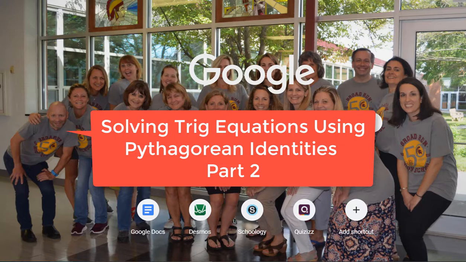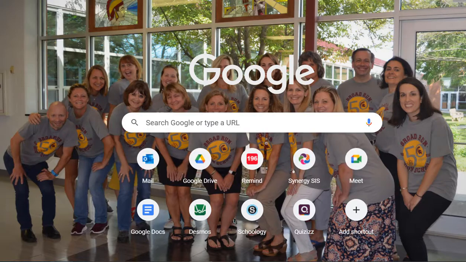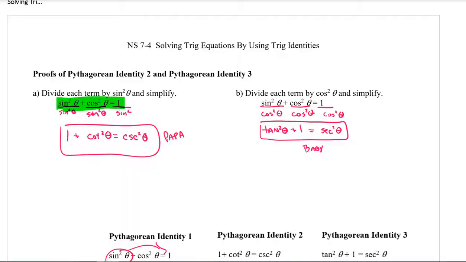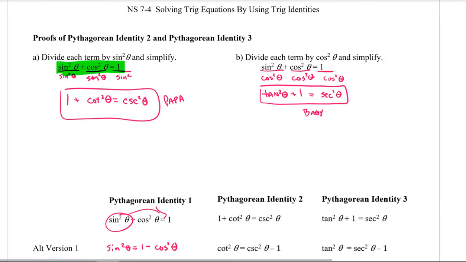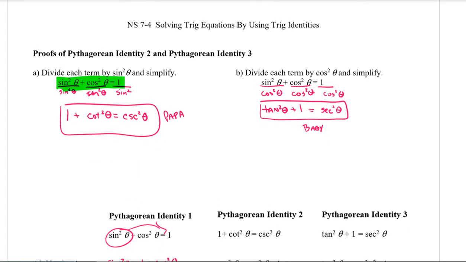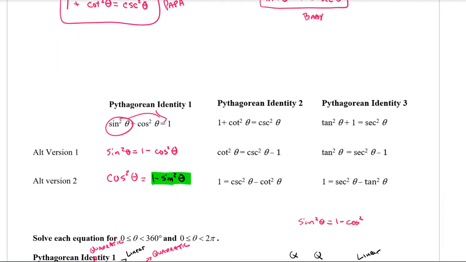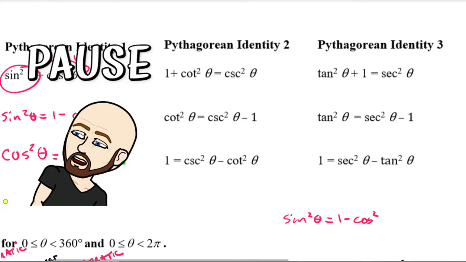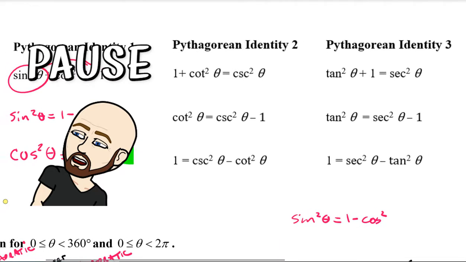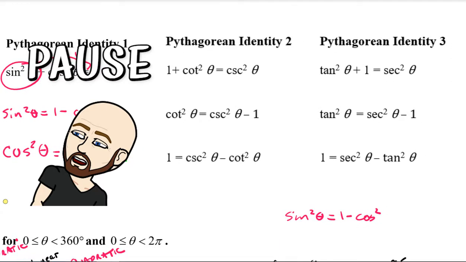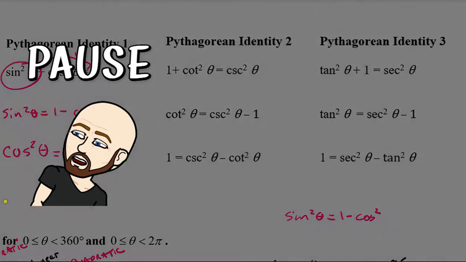And we're going to do another video on solving trig equations using Pythagorean identities. Now, we've already taken a look at the mama one, right? The sine squared plus cosine squared equals 1. And now we're going to take a look at these other two identities down here. So go ahead, pause the video, because you'll see some different forms of these for the substitutions that we're going to make.